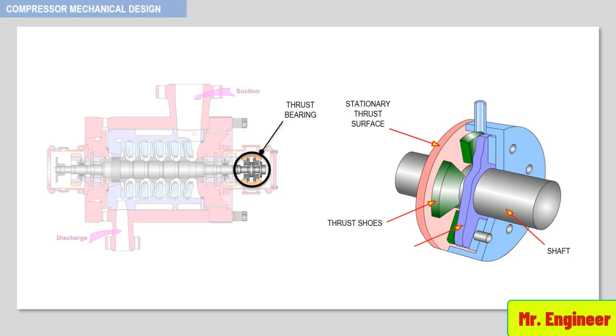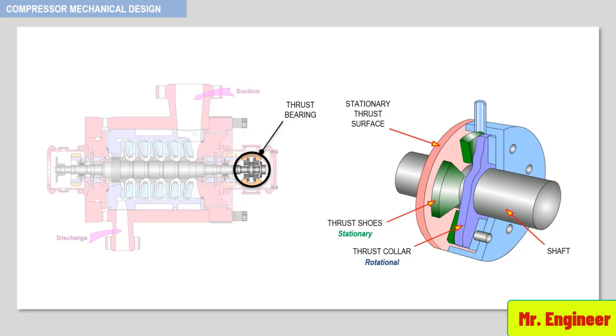The thrust collar is machined as a part of the shaft, or can be securely fit to the shaft on a sleeve and rotates along with the shaft. The thrust shoes are stationary. The shoes act against the collar, therefore preventing axial motion of the shaft.